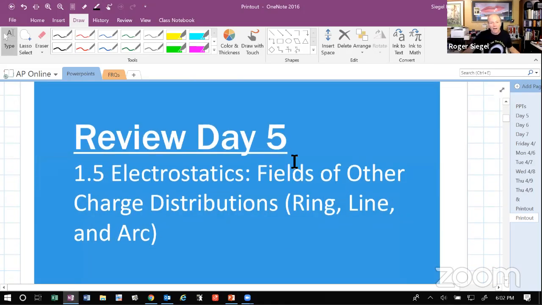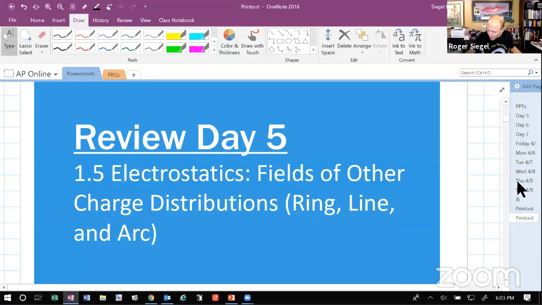Tonight is day 5, review day 5. We started on Monday, and tonight we're reviewing section 1.5 from the course and exam description. It's electrostatics, field of other charge distributions. We're going to look at the electric field from a line charge and in different shapes. This tonight could be one of the most specific and directed lessons that we do the whole season, because it's just about this one particular concept and how it works.